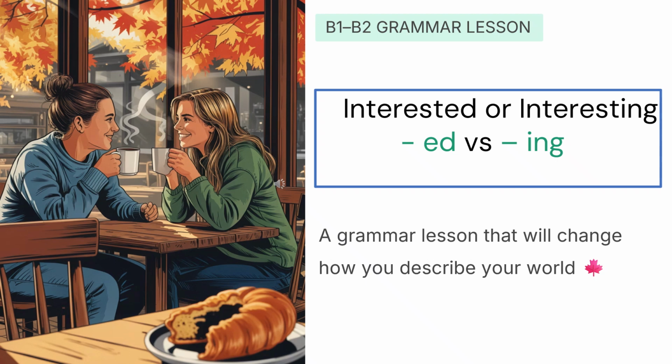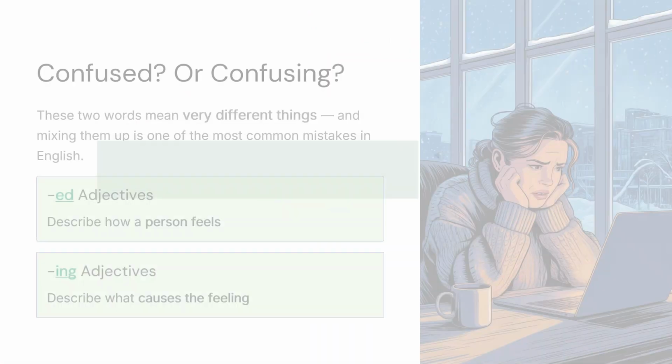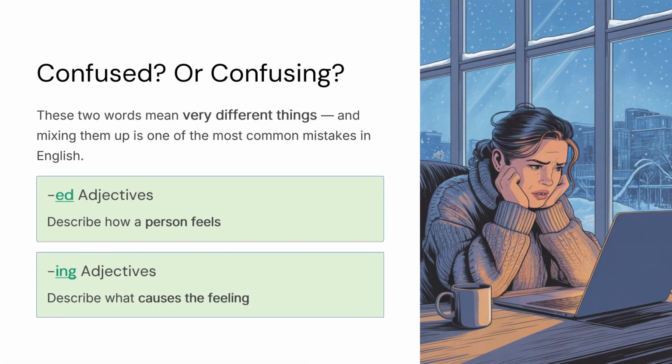This lesson is a grammar lesson on when to use the ed or ing adjective. Is it interested or interesting? First things first, confused or confusing? These two words mean very different things, and mixing them up is one of the most common mistakes in English.